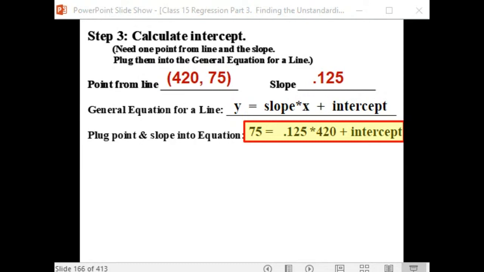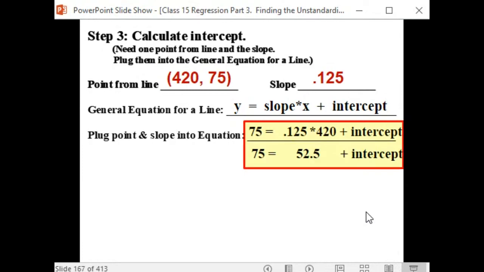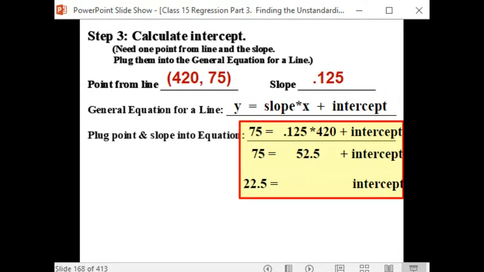Now, we just do the algebra. 0.125 times 420 is 52.5, so we substitute 52.5 into the equation. Then we subtract 52.5 from both sides of the equation, and we find that the intercept is 22.5. So now we have the slope and the intercept, and we're ready for the final step of finding the line's equation. And this all involves calculations you're very familiar with by now.